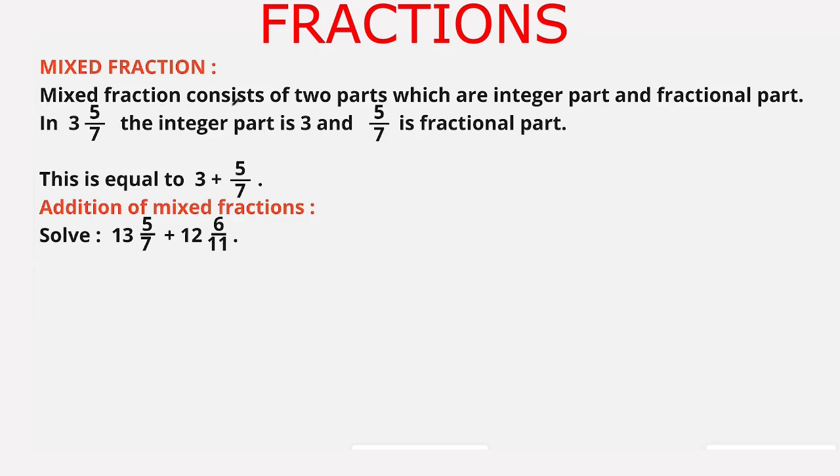Mixed fraction consists of two parts which are integer part and fractional part. In 3 whole and 5 upon 7, the integer part is 3 and 5 upon 7 is fractional part. This is equal to 3 plus 5 upon 7. 3 whole and 5 upon 7 is basically equal to 3 plus 5 upon 7.